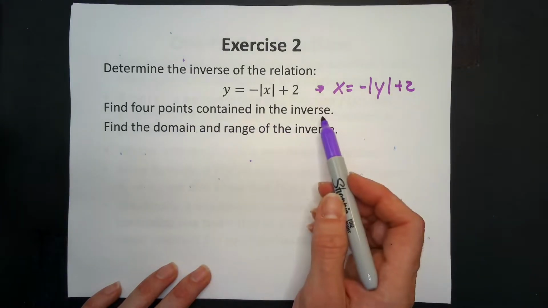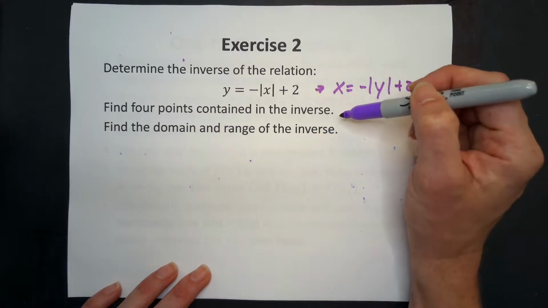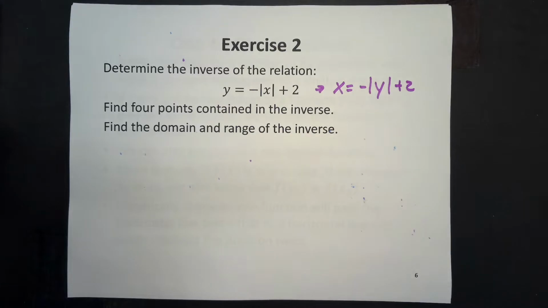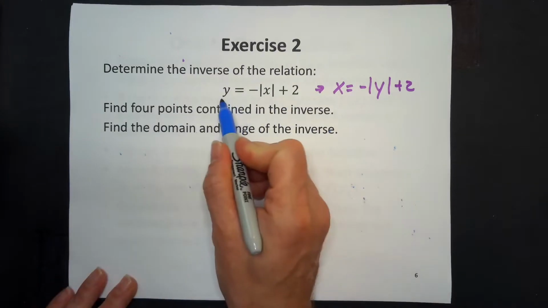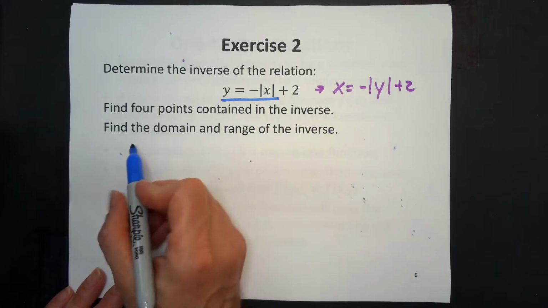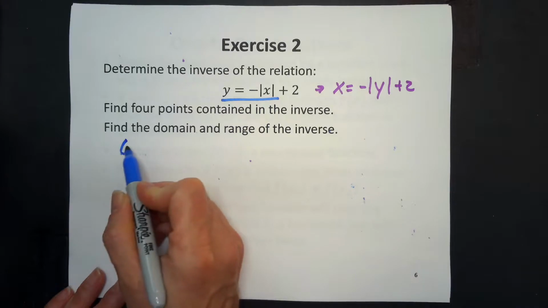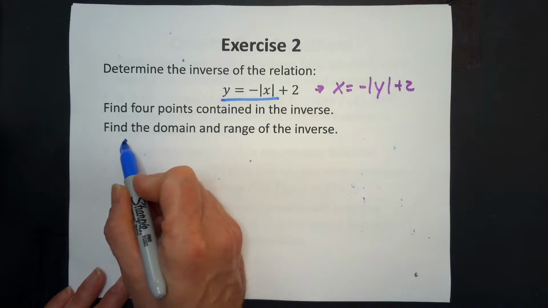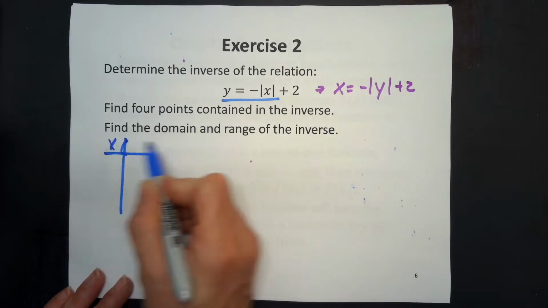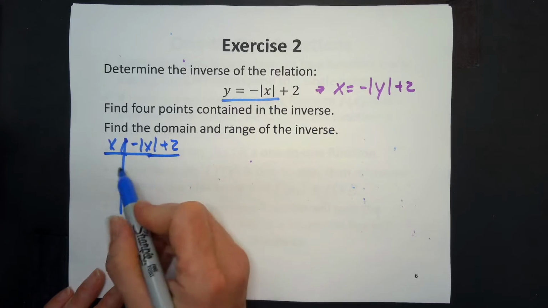So it says find 4 points contained in the inverse. If you need to find 4 points in the inverse, find 4 points in the original function right here, and then just switch them to make them the 4 points in the inverse. So in other words, some numbers I can plug in for x would be, let me make a chart, that'd be easier. I'm just going to do all these steps at once.